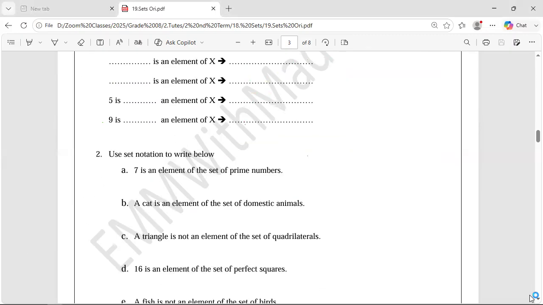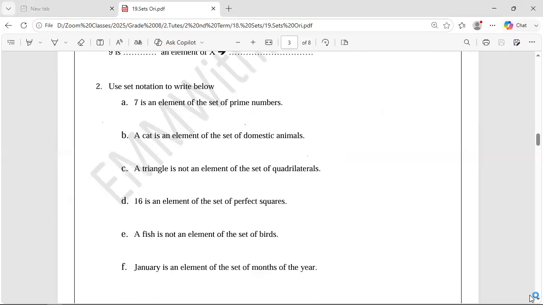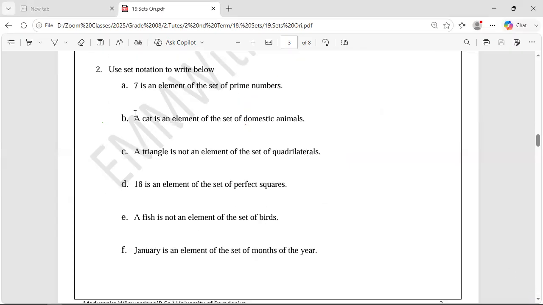Right, let's go for this. Use set notation to write below. Please write this. Use only the set notation. You have to use the symbol. Right, set notation only. So just write for an example. I will say 7 is an element of the prime numbers, right? Of prime numbers.